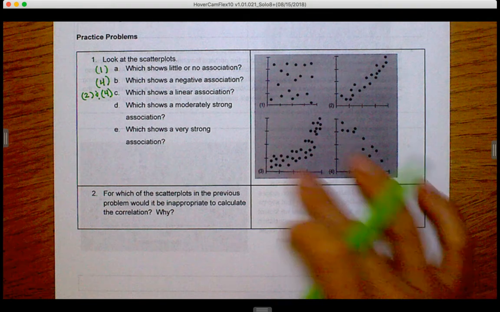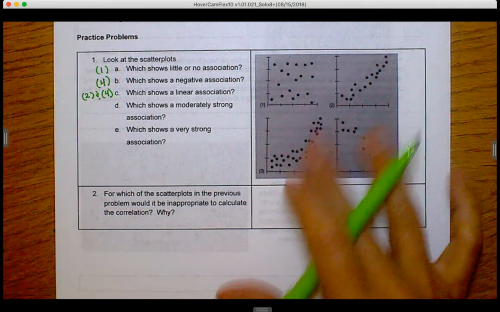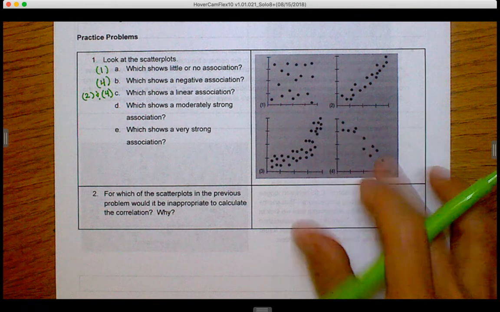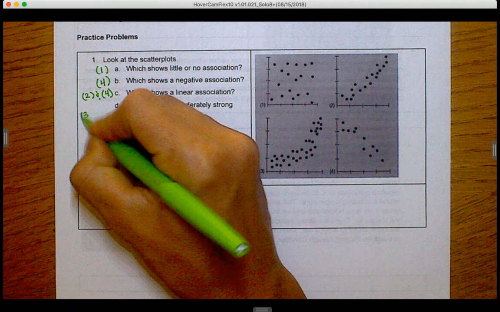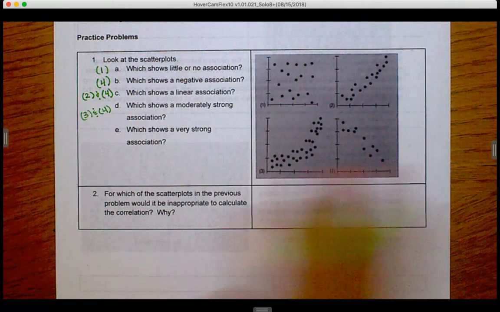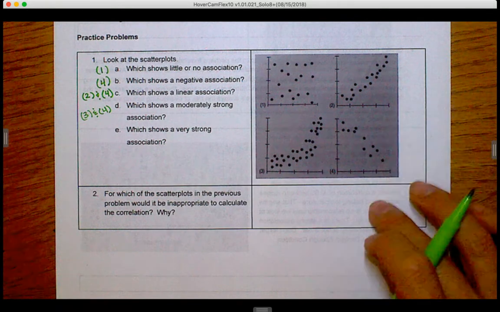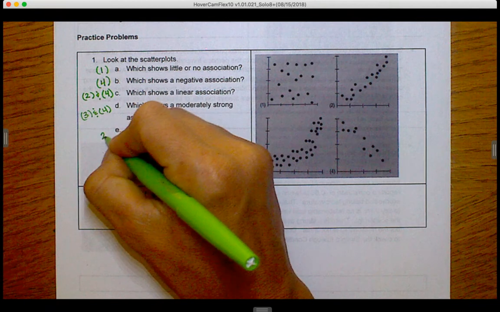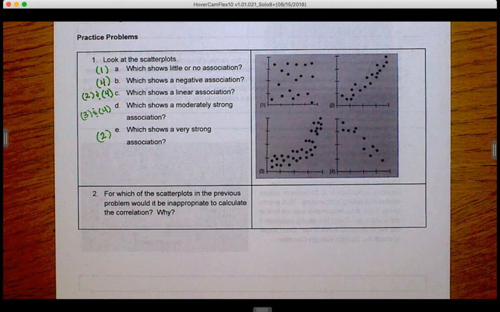Which shows a moderately strong association? Even though this one is not linear, I would say this one has a moderately strong association, and so does this one over here. So I'd say 3 and 4. And then which one shows a very strong association? I'd probably say the strongest one looks like this one right here, so graph number 2.